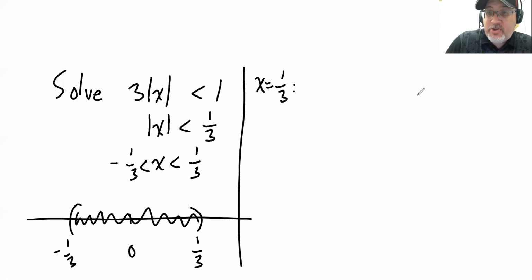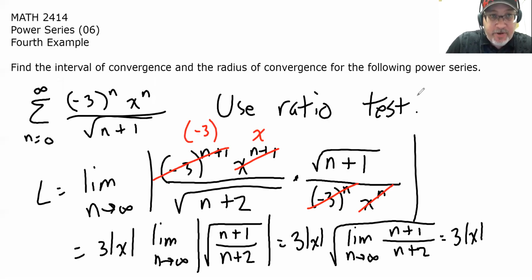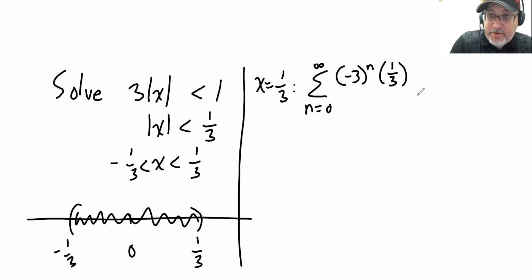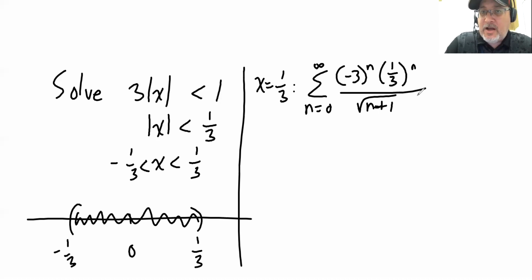We'll go back to our original series, which is up there. Replace the x with the 1/3. Sum of n equals 0 to infinity of negative 3 to the n, replacing the x with the 1/3 to the n over the square root of n plus 1. Let's see, the 3's I want to cancel, but there's a negative on one and there's a numerator above the other. That's easy enough to fix.